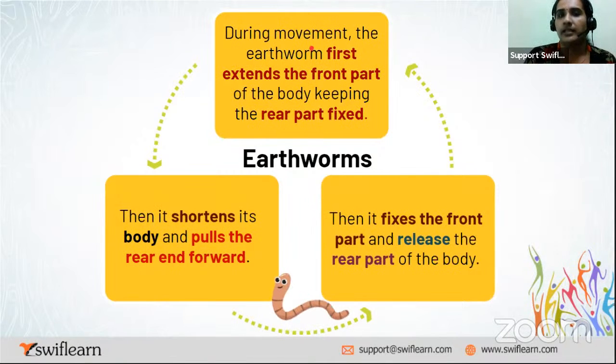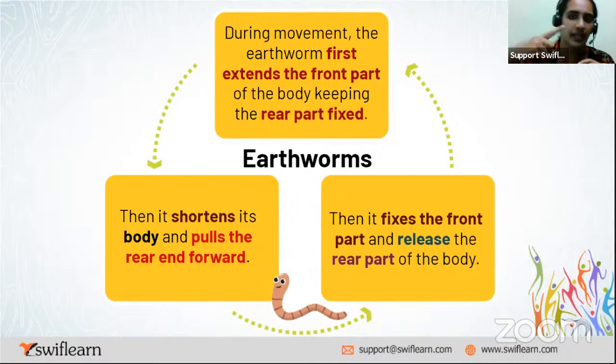During movement, the earthworm first extends the front part of the body, keeping the rear part fixed. You can see that first the front part will be moved. At that time, the rear part, that is the back part, will be fixed. Then it shortens its body and pulls the rear end forward. Then it fixes the front part and releases the rear part of the body. So this is how it is moving.